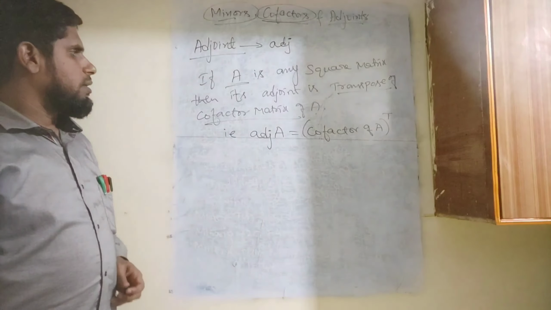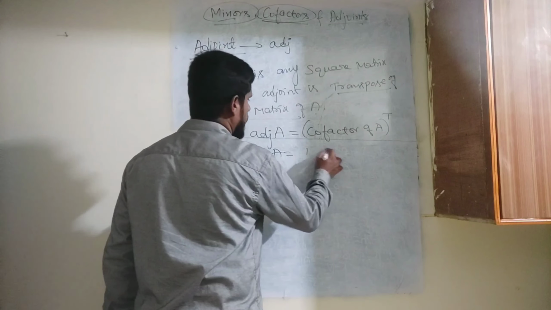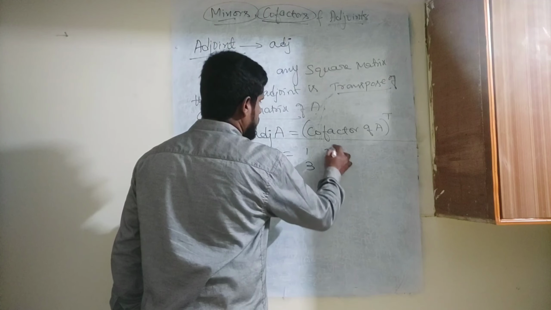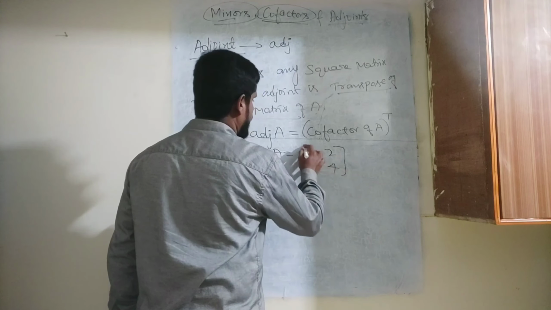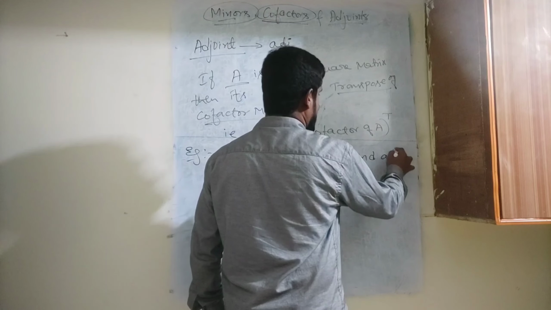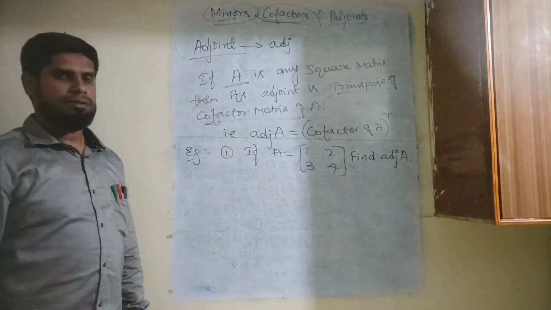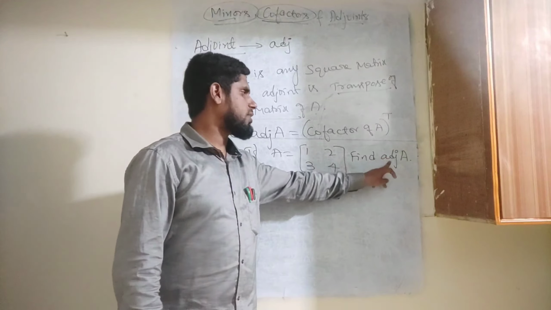Okay, let us see some examples here. First example, if A equals 1, 2, 3, 4, find adjoint A. Find adjoint of A. That is, adjoint matrix of this matrix. So represented as adj A.